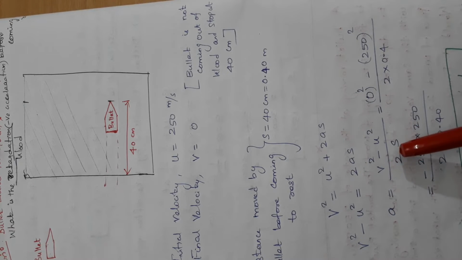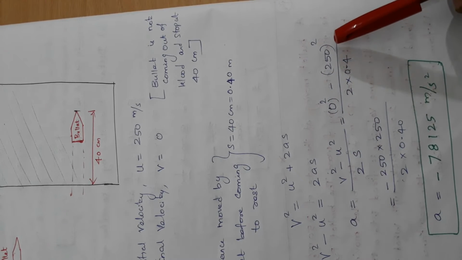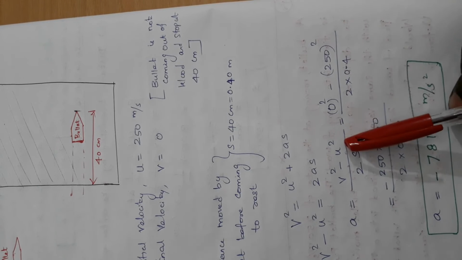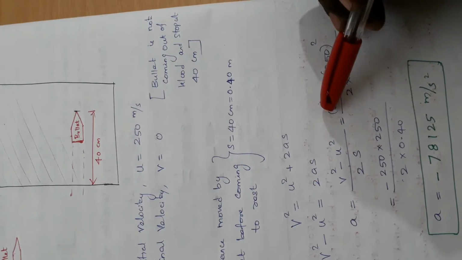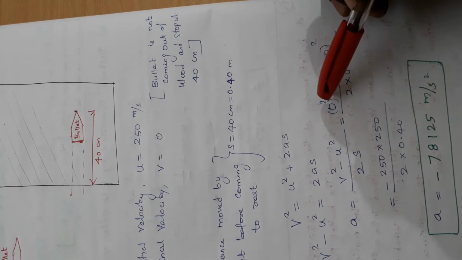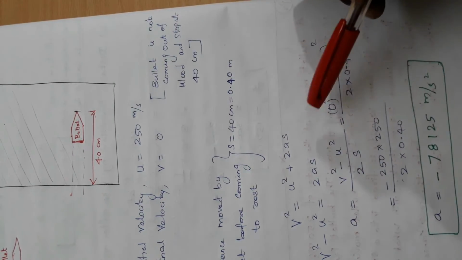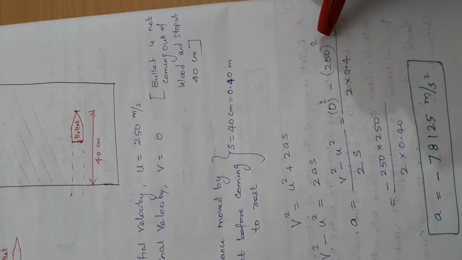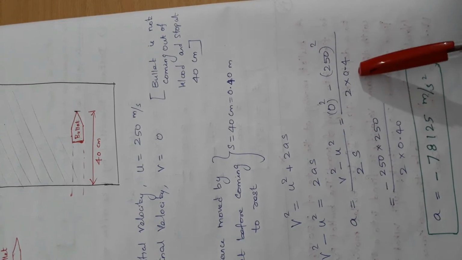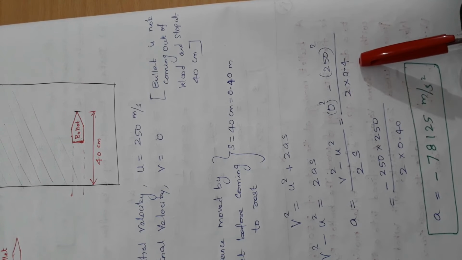a is equal to v square minus u square divided by 2s. Now v square is equal to 0 square minus 250 square. v is the final velocity. In this situation, the velocity becomes 0 once it gets stuck at the 40 centimeters. So final velocity is 0. The initial velocity with which the bullet is traveling is 250 meters per second, so we are putting 250 square. s is 40 centimeter, which is written as 0.4 meter.